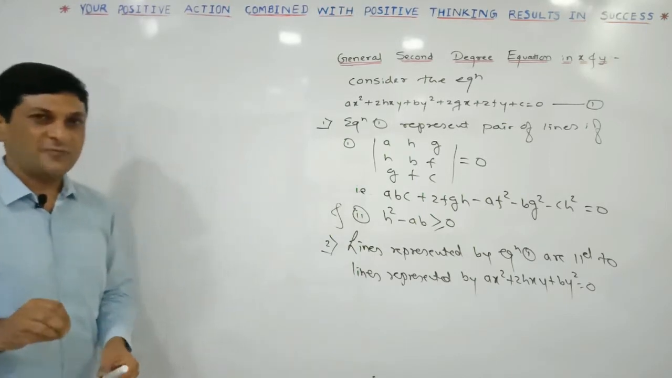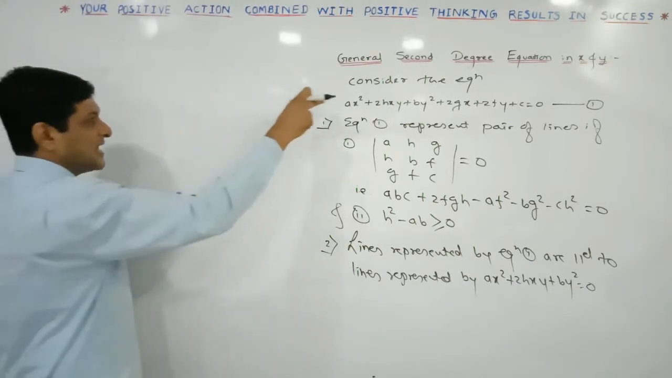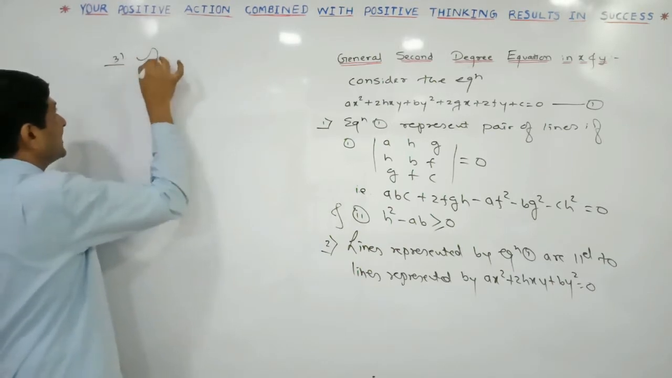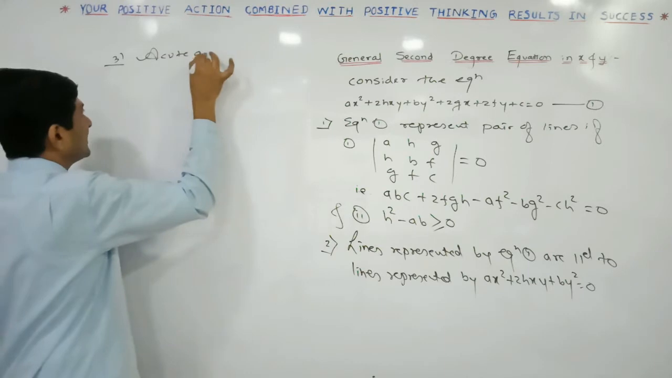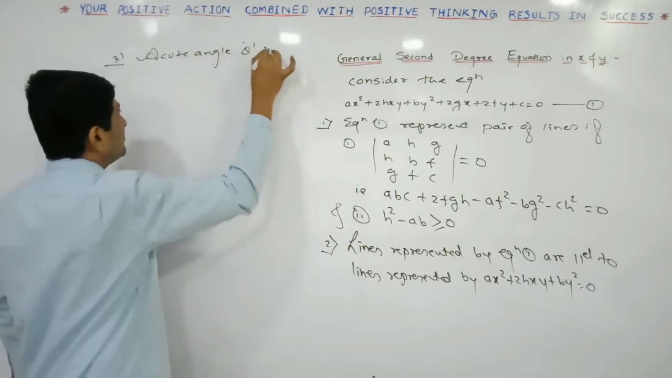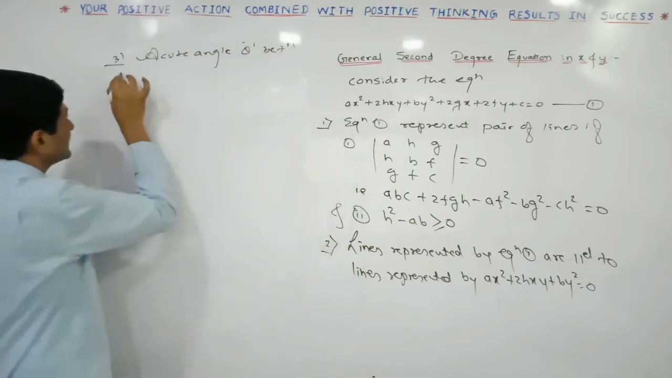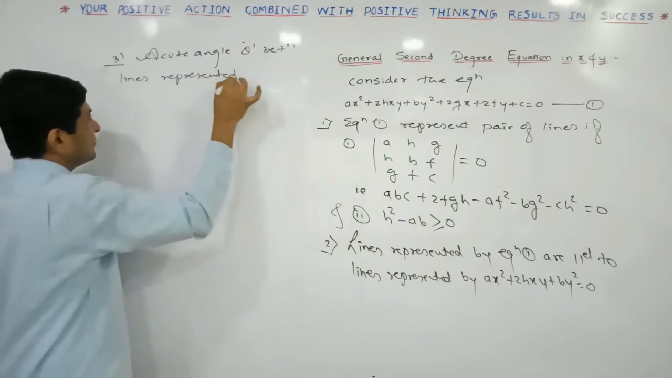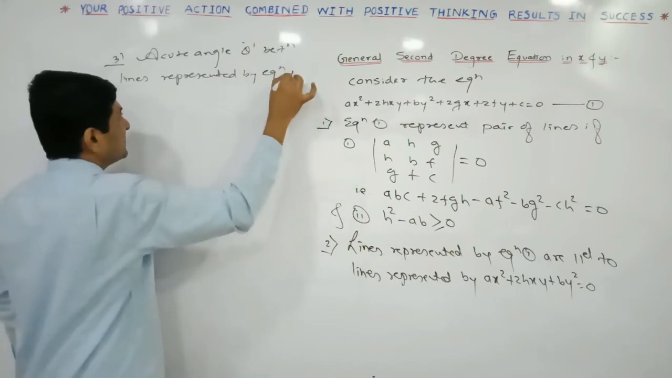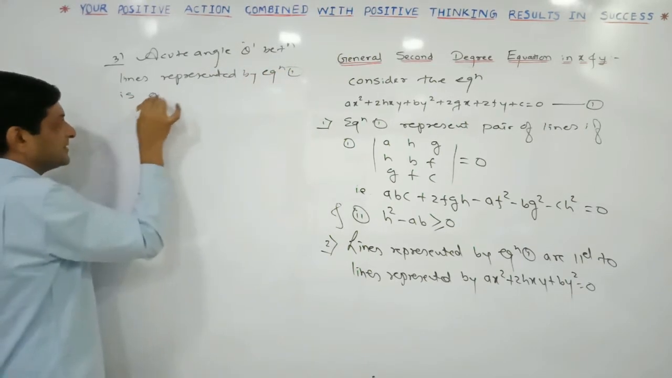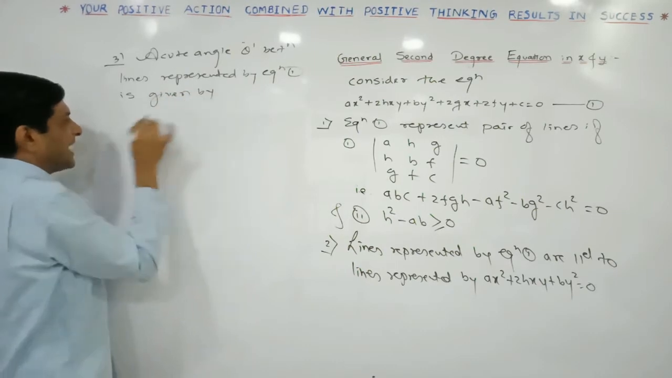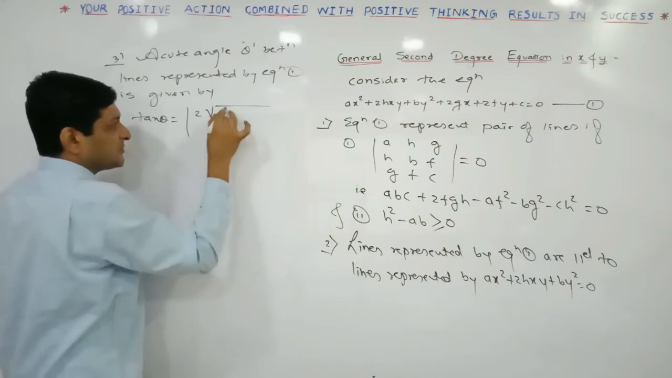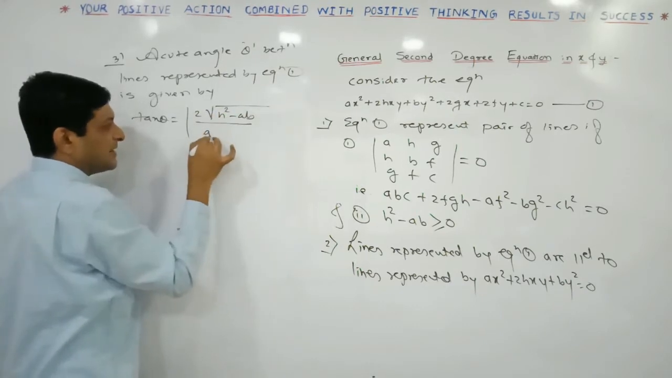Now we are discussing a formula to find the acute angle between the lines represented by this general equation, means equation first. Acute angle theta between lines represented by equation first is given by tan theta is equal to mod of 2 under root h square minus ab upon a plus b.